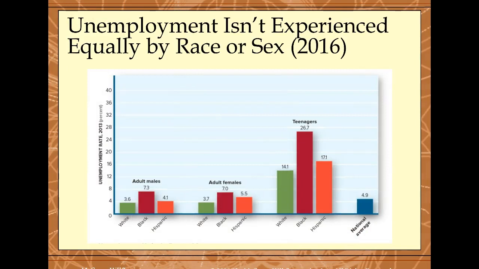Now, the unemployment rate is a national number, but it doesn't break down the unemployment rate by region or by demographics. So what if you broke it down by sex, gender? You could see that unemployment differs. You could also break it down by race, right? And you could see that this gives you a more detailed understanding of the nature of unemployment when you start breaking it down by demographics. And look at teenagers. Teenagers have a much higher unemployment rate than adults.